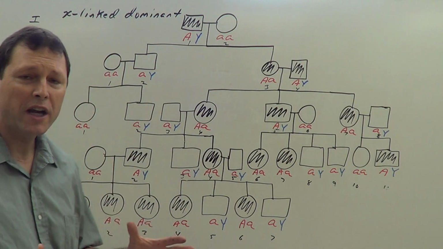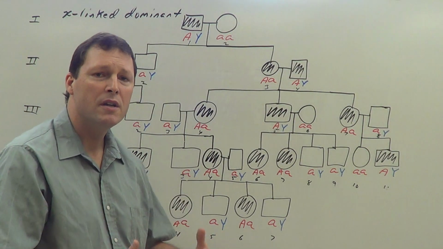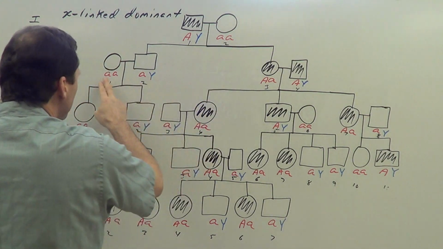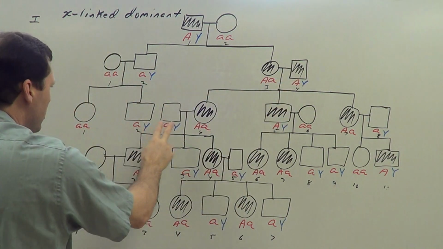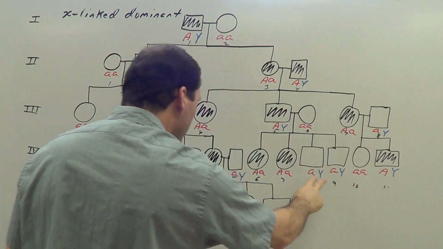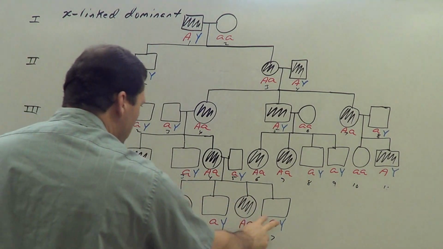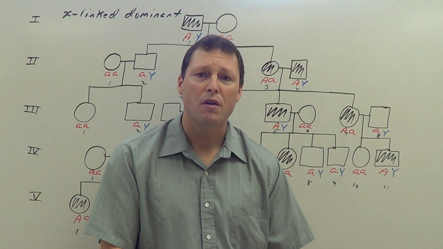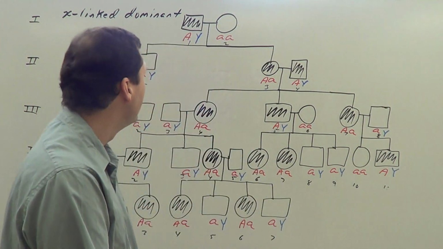And let's do a quick check here to make sure that we have two genes for every single individual. 2, 2, 2, 2, 2, 2. Everybody's got two. Just a final check. And that's going to be it for X-linked dominant.